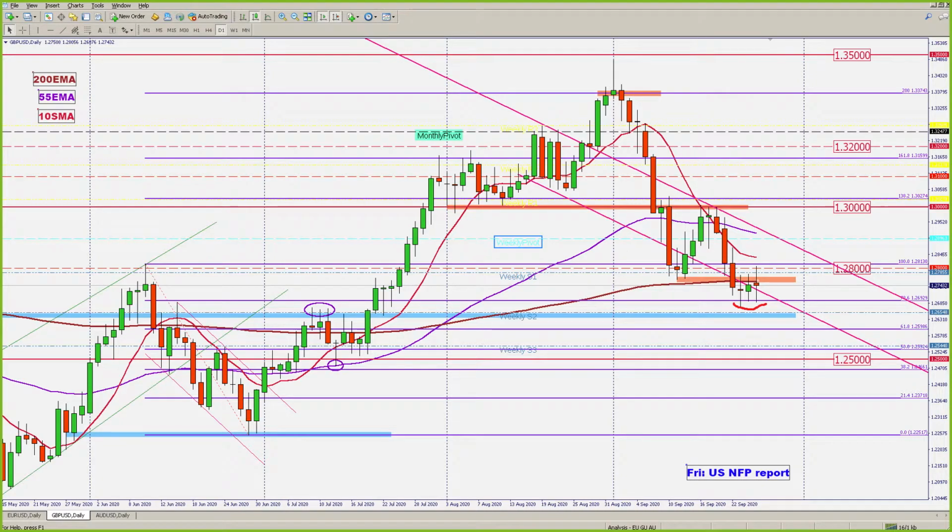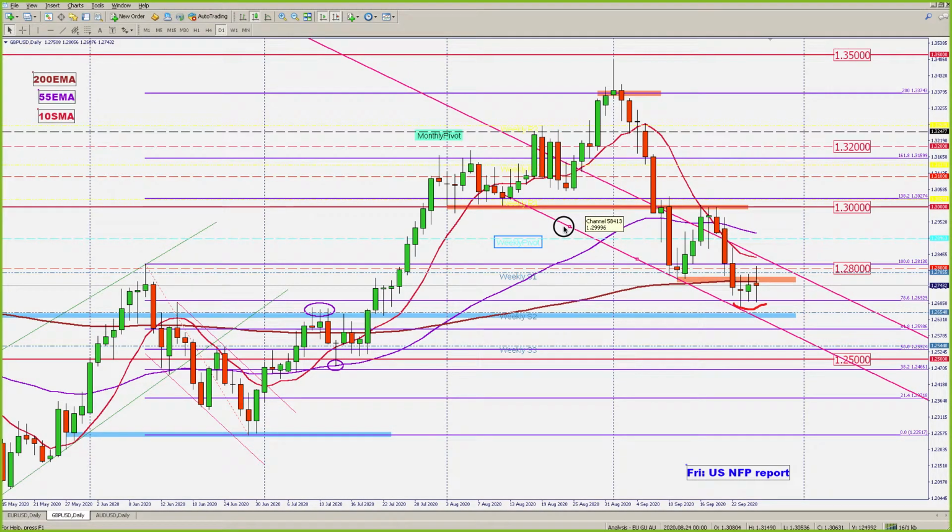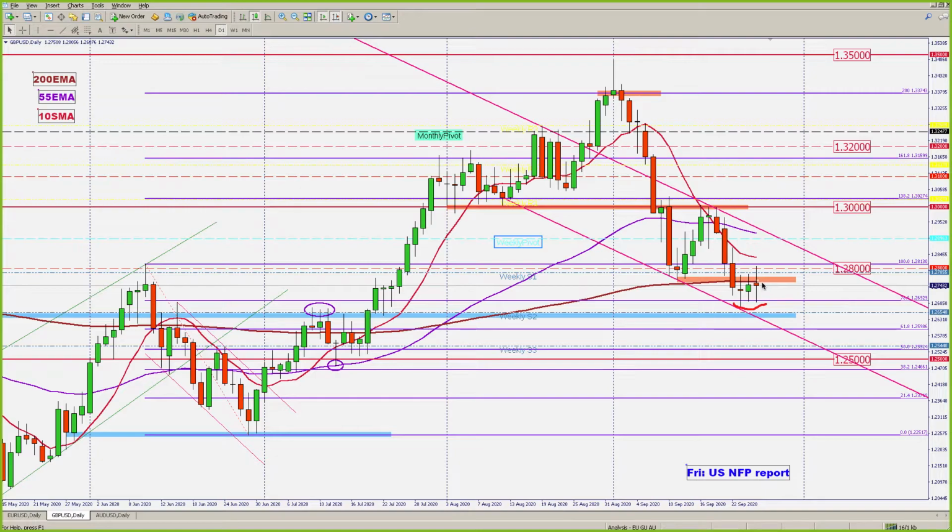And let's extend this channel to coincide with these swing lows now. Right, this will be a wider range, and we'll see if there's any potential of breaking back up higher above 128 and above the daily 200 EMA. So if there's good news in the trade talks, there's definitely potential of a bounce back up.